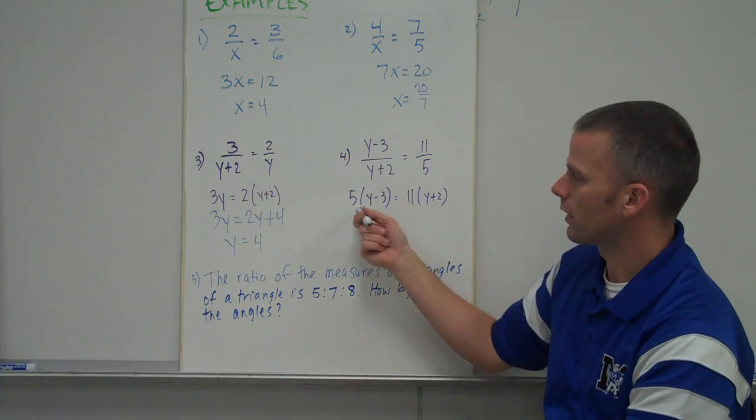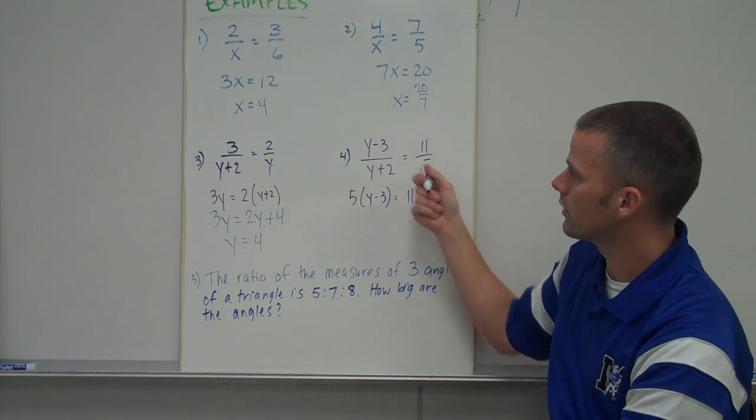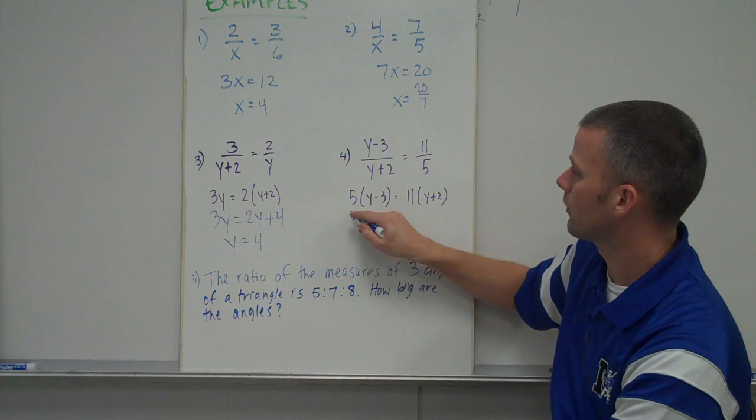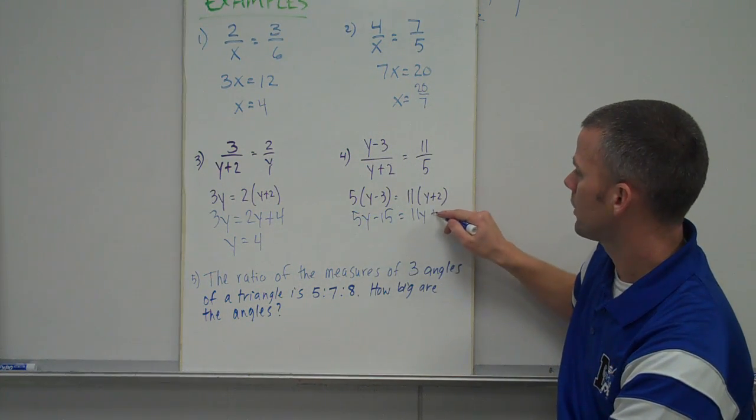Again, totally up to you. You want to set up where you can actually see the distributive property? Go for it. If not, you can distribute as you're cross multiplying. We should come out with 5y minus 15 equals 11y plus 22.